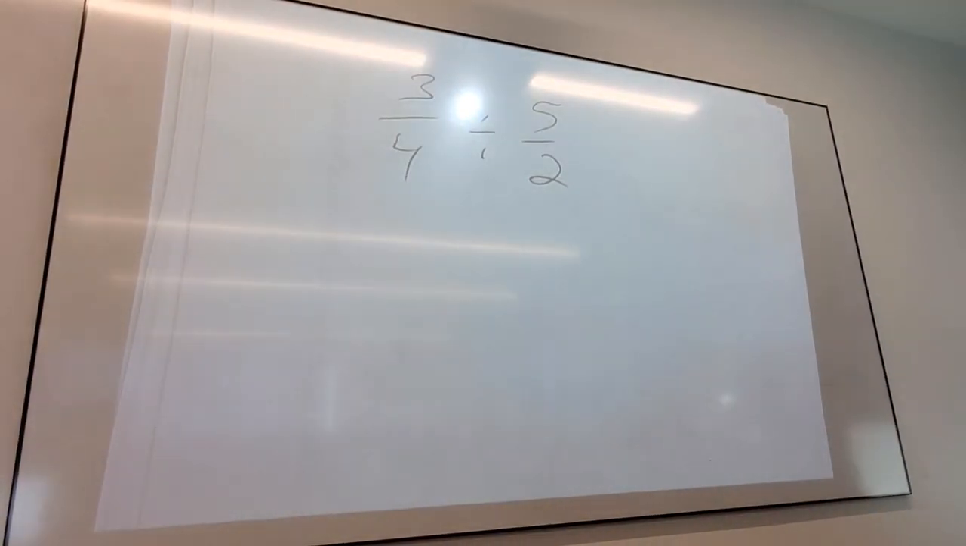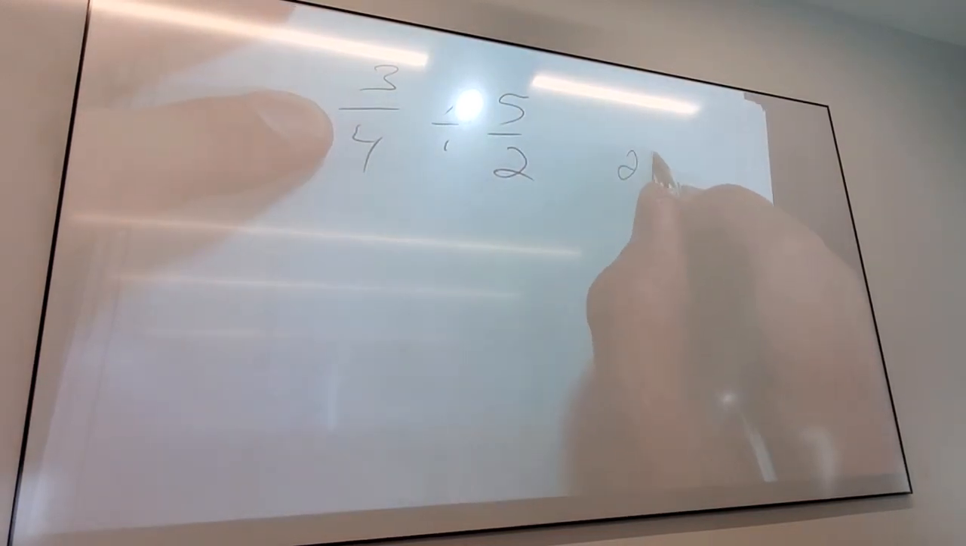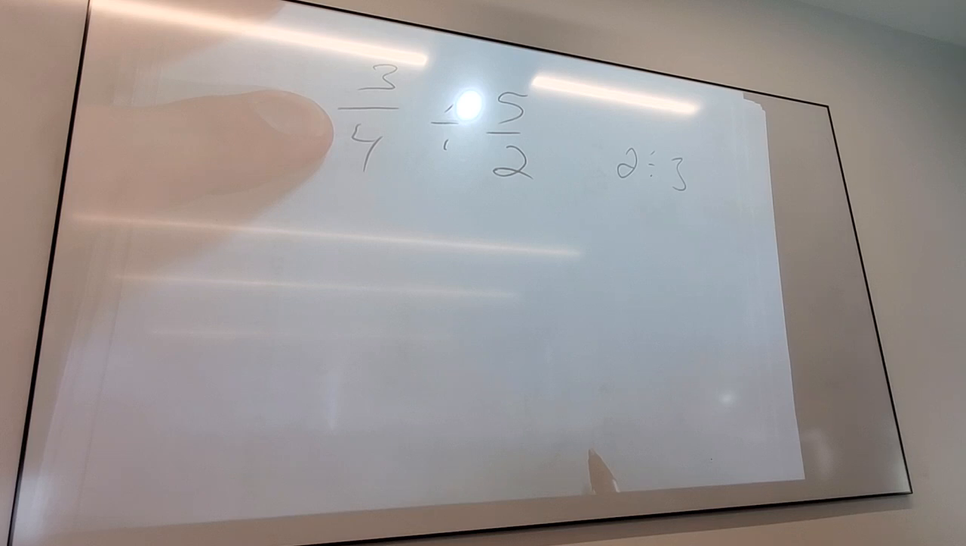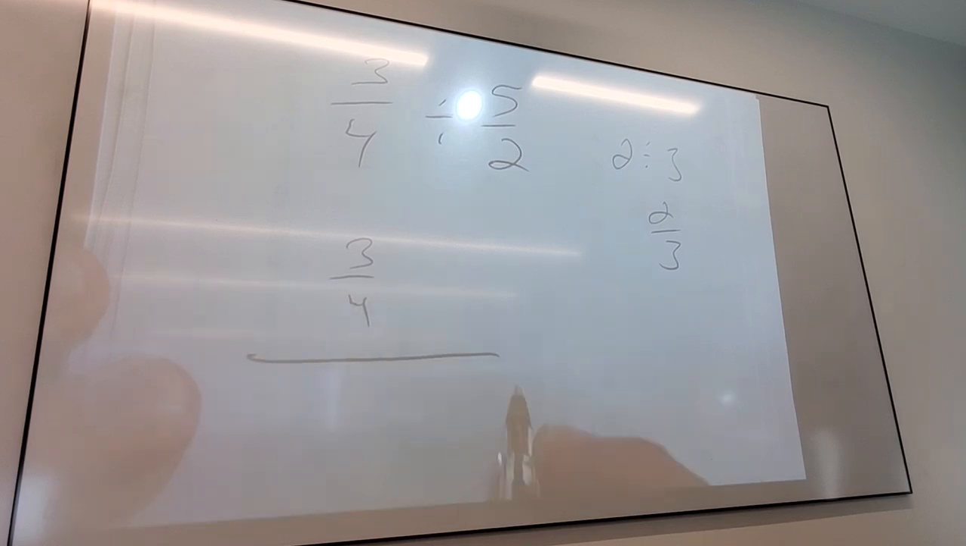So I could rewrite this. How do you rewrite 2 divided by 3? What's another way to write 2 divided by 3? 2 over 3, yes? So guess what I'm going to do? I'm going to write 3/4 over 5/2. How excited are you about that?